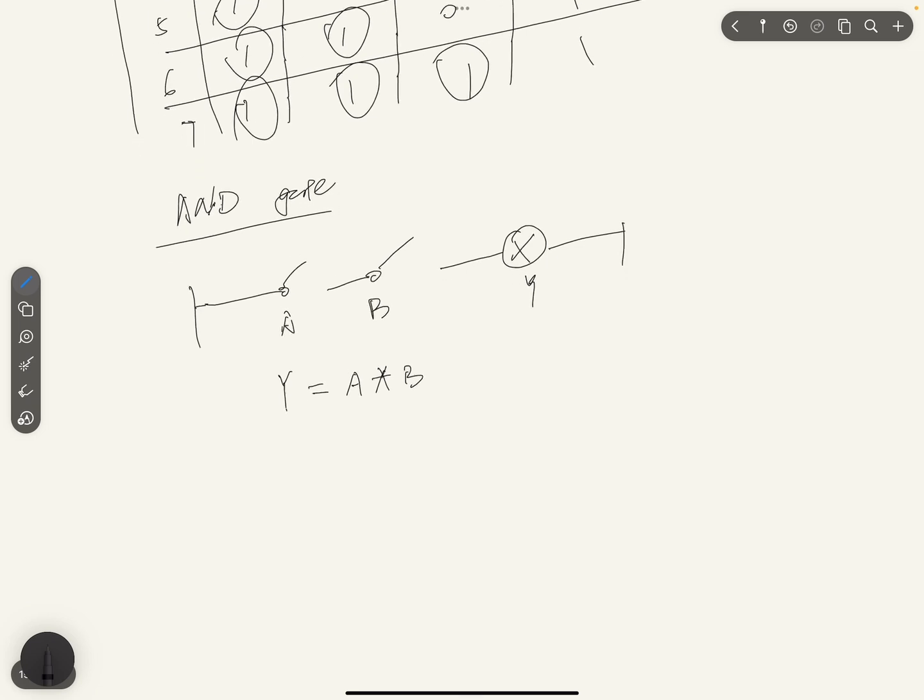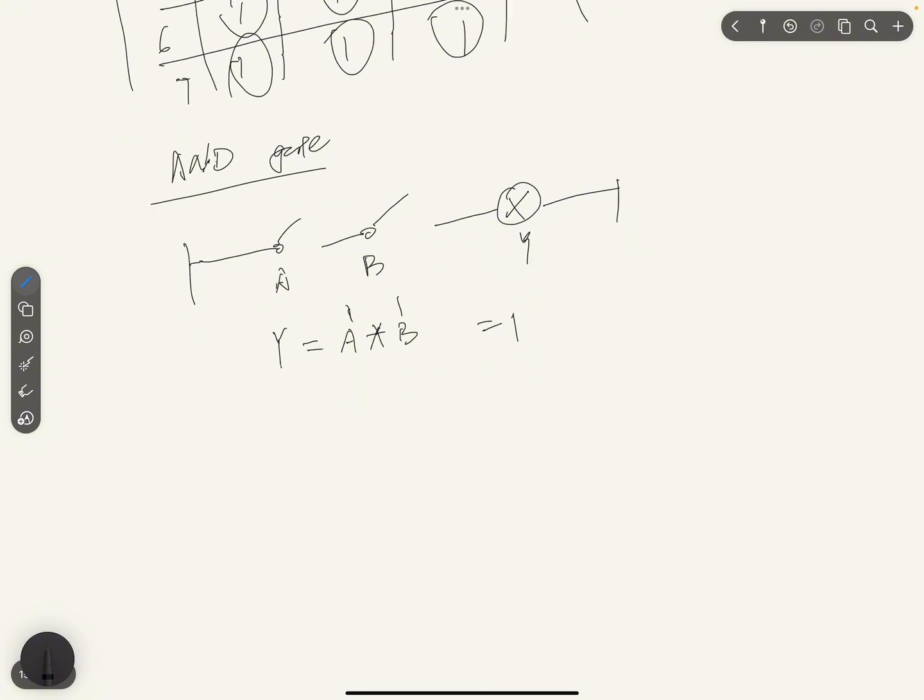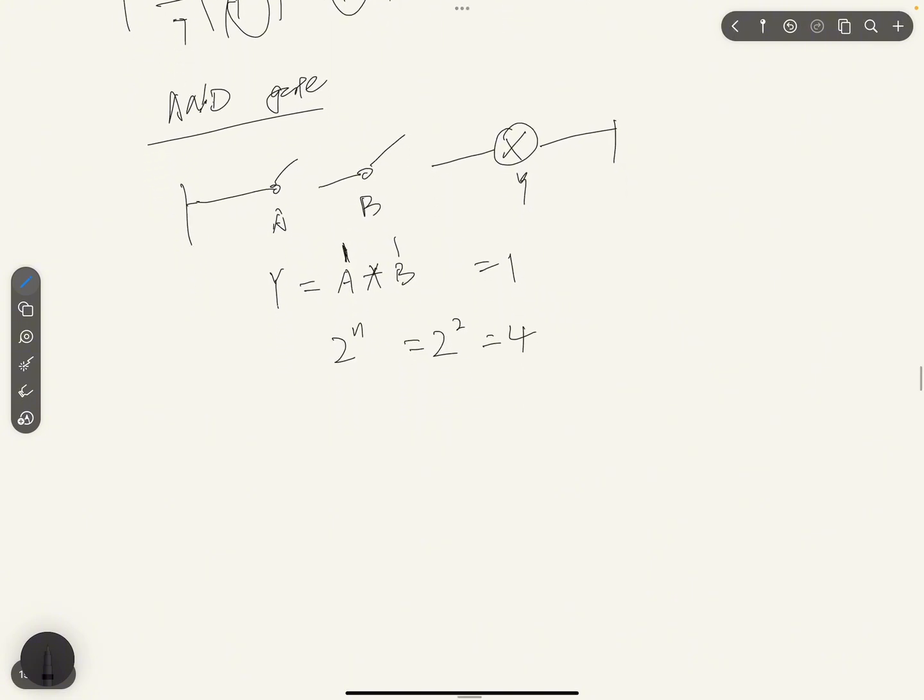So we need both closed in order to give us 1. So let's build the truth table. For the combination of the inputs, that will be 2 to the n. Here we have 2 inputs, so 2 to the 2, that will give us 4.